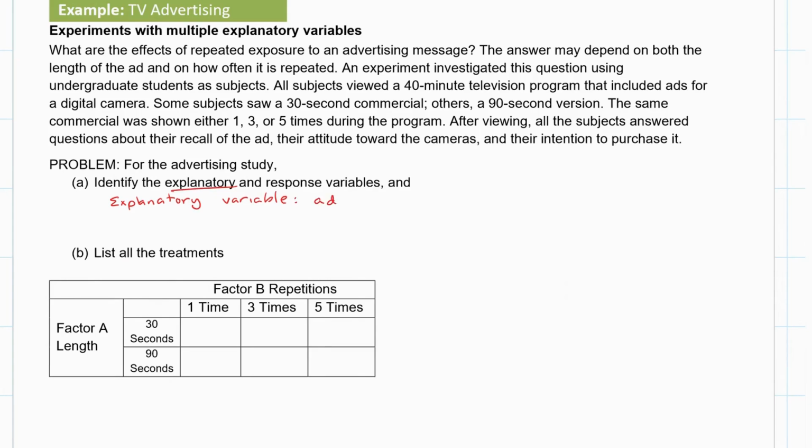For this advertising study, identify the explanatory variable, and in this case, the explanatory variable was the ads themselves, and the response variable, or response variables in this case, are all these things that were mentioned. Recall of the ad, attitude toward the camera, and intention to purchase.